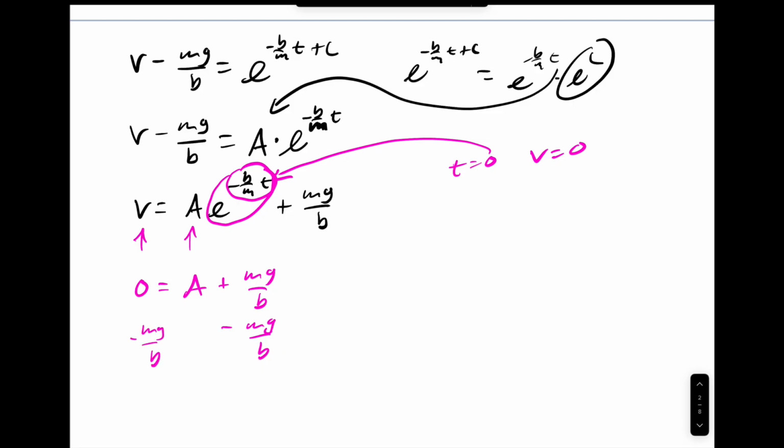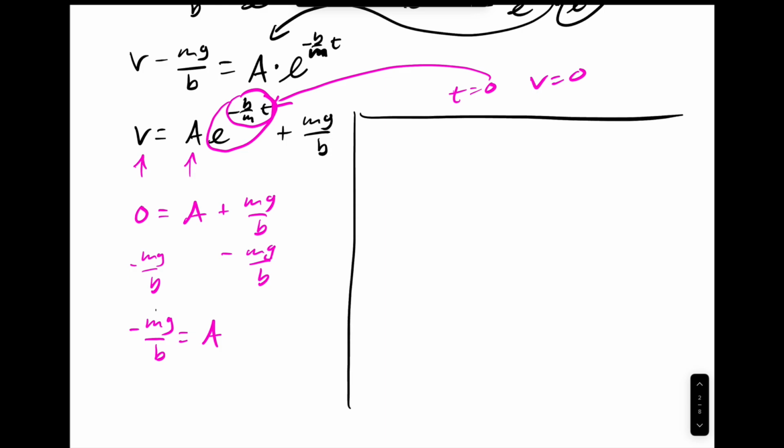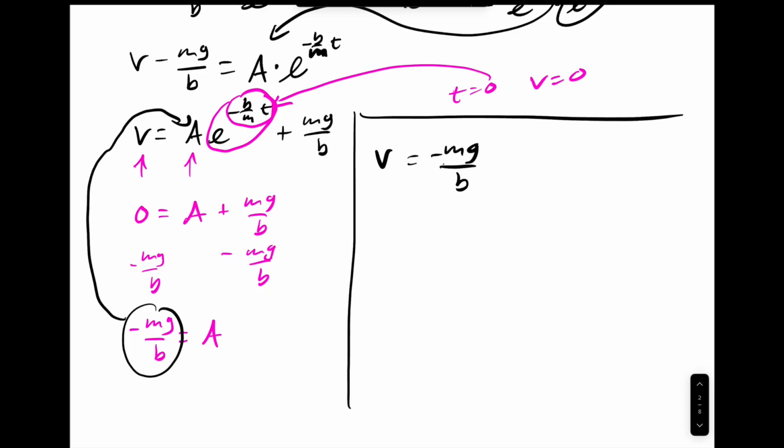And I end up getting, let me scroll up a little bit, negative mg over b is equal to a. Now let me make a little box here, and we'll put our stuff over here. So now, I'm going to take this constant, and I'm going to substitute it back in for what I know a to be. So v is equal to negative mg over b e to the negative b over m t plus mg over b. And I can simplify it a little bit by factoring out the mg over b constant.